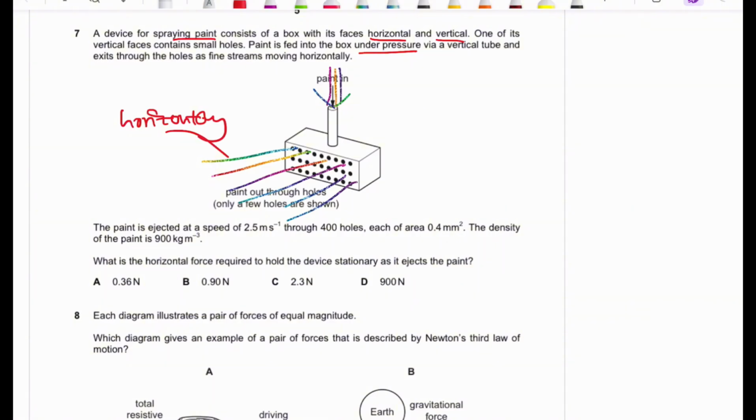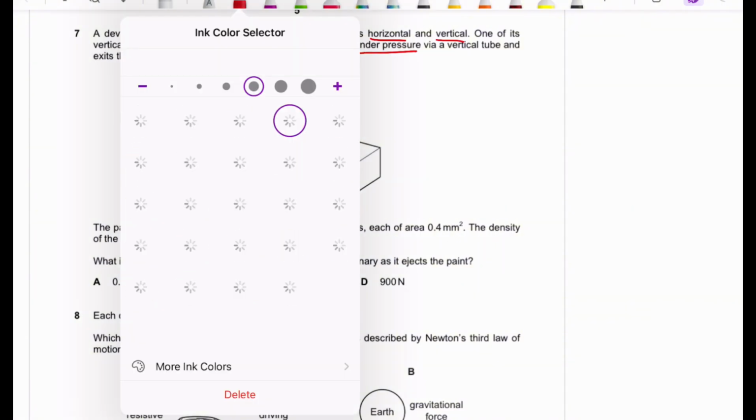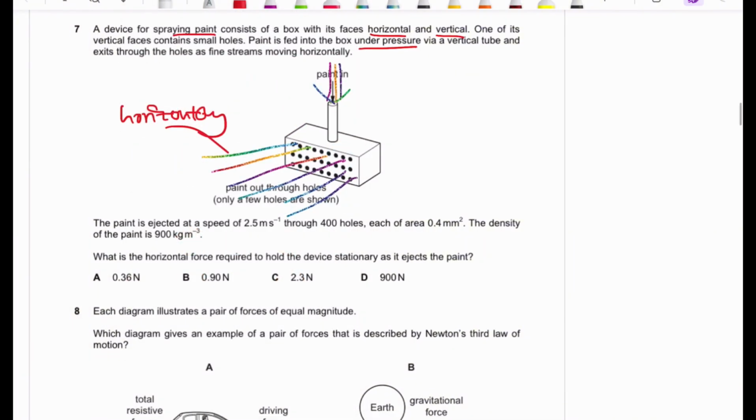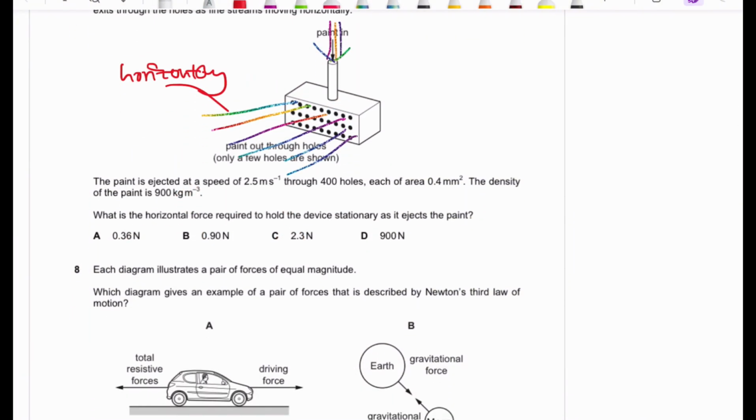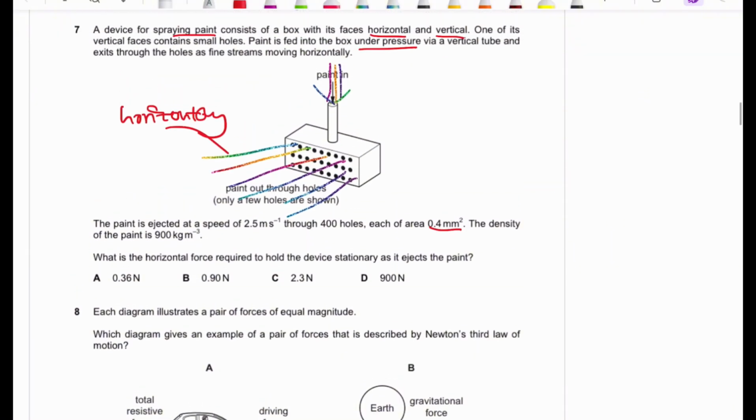The paint is ejected at a speed, so we're given the speed, and it's through 400 holes, each with the area of 0.4, and we've been given the density of the paint. So we've been asked to find the horizontal force required to hold the device stationary as it ejects the paint. Very important. If we analyze this question, what are we given? We're given the velocity, the area, the density, and the number of holes that the paint is coming out of.